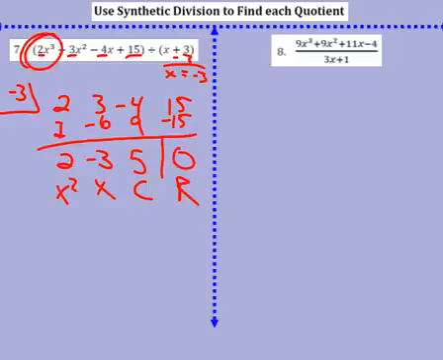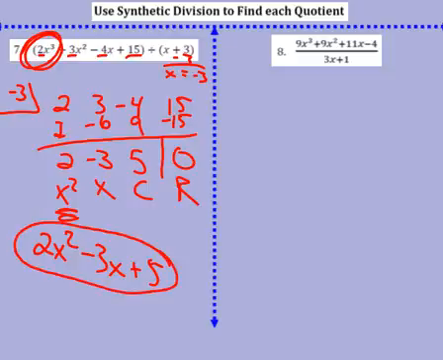Because I had a polynomial with 3 to start, getting rid of one of those is going to be an x squared, which I have right here. So the answer here is 2x squared minus 3x plus 5 when you do that division correctly.